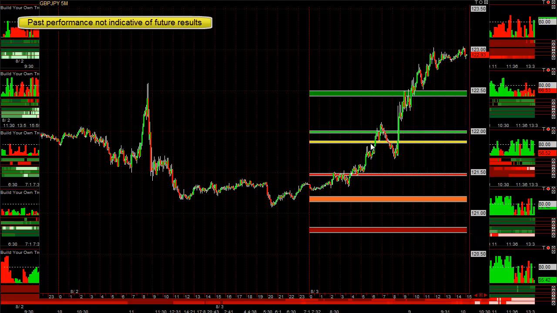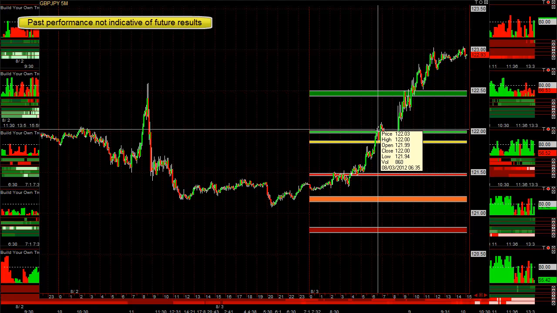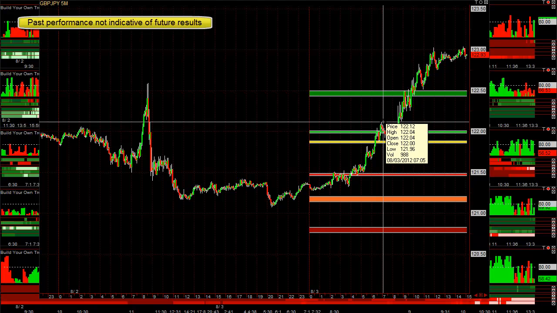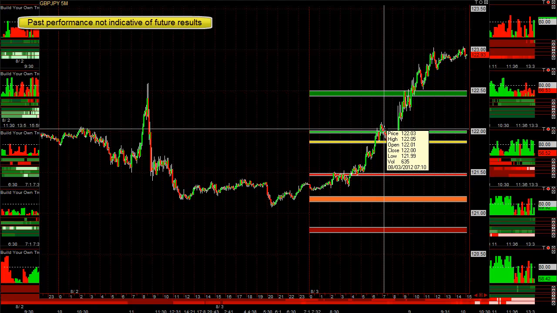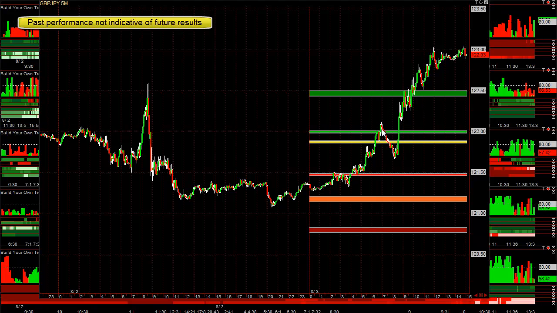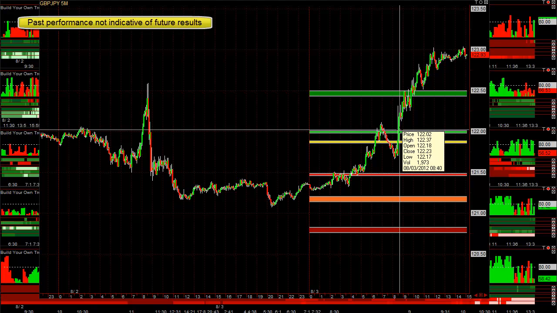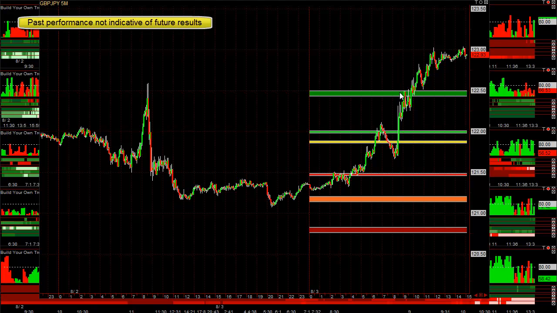And let's say the market came up here and you bought the first one, right, at 122.03. It went up about 9 pips before coming down, so you should have only lost maybe 4 or 5 pips on that trade. The second trade you got in at 122, and you probably would have got out here at 122.50, which is last week's value area high.